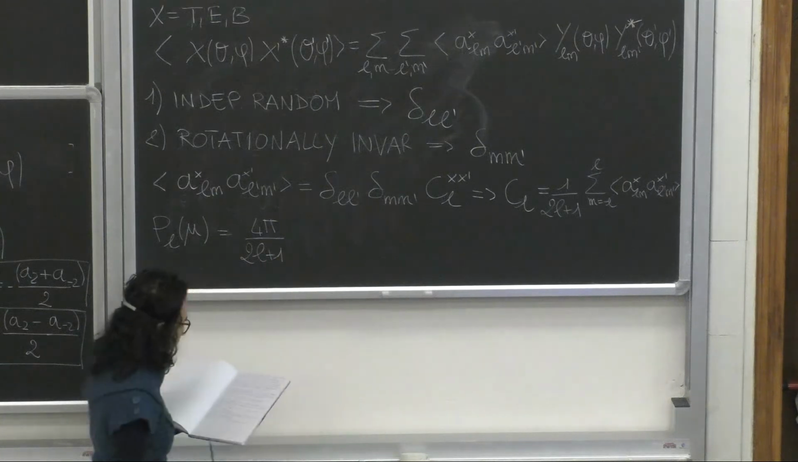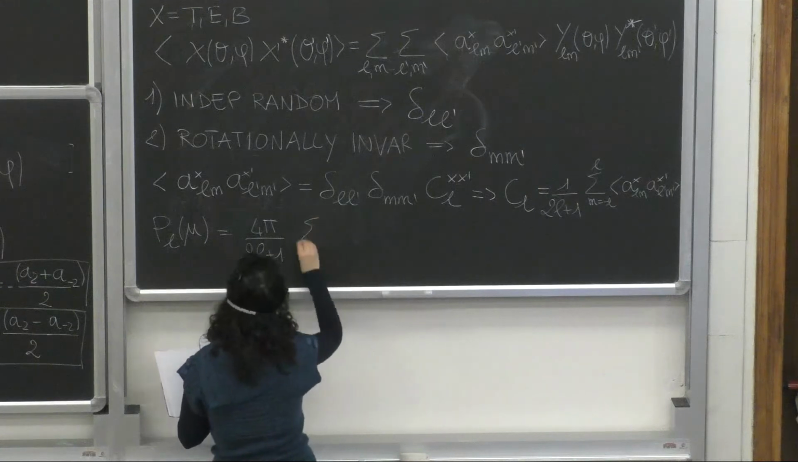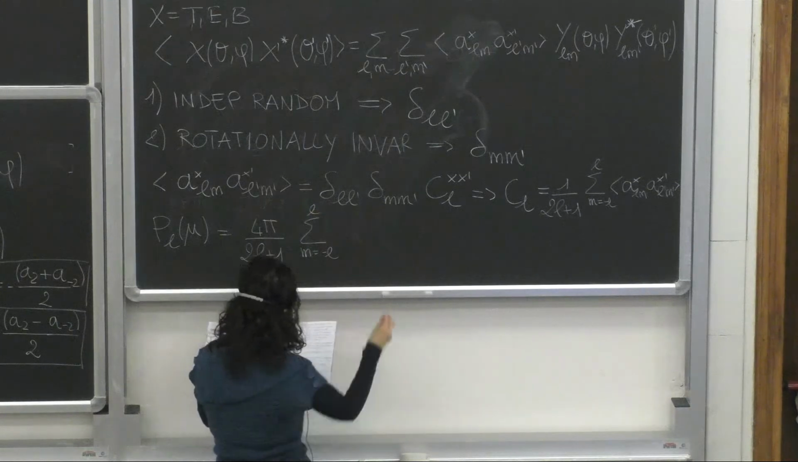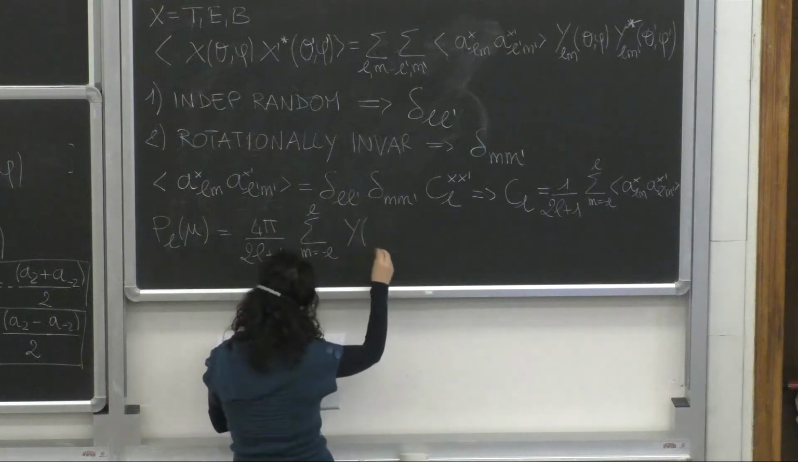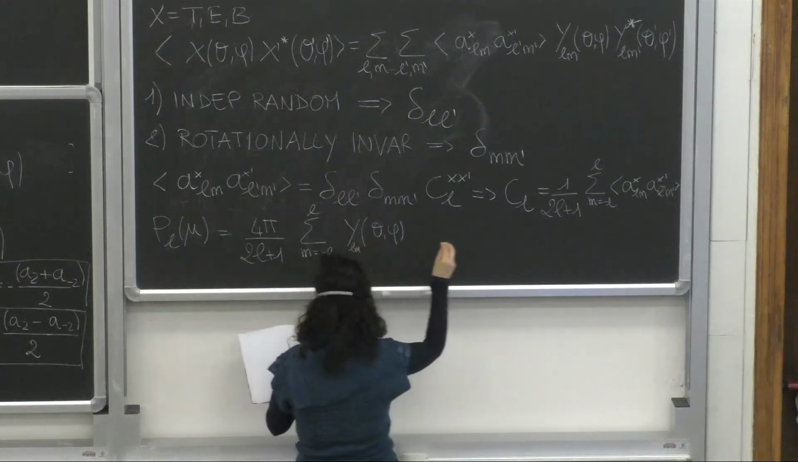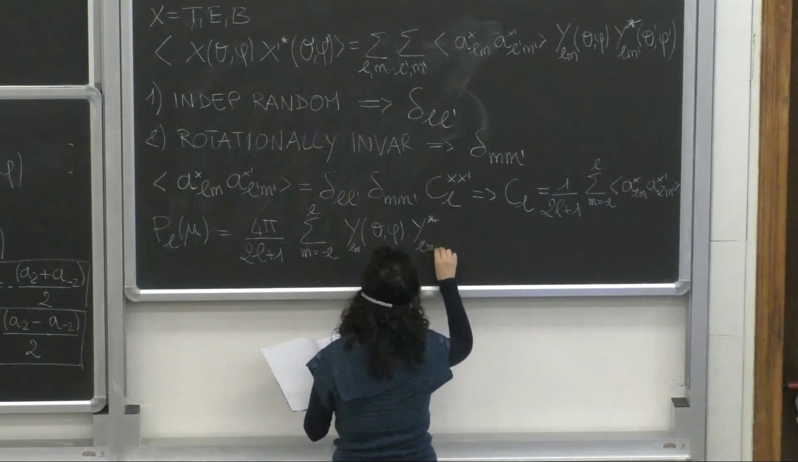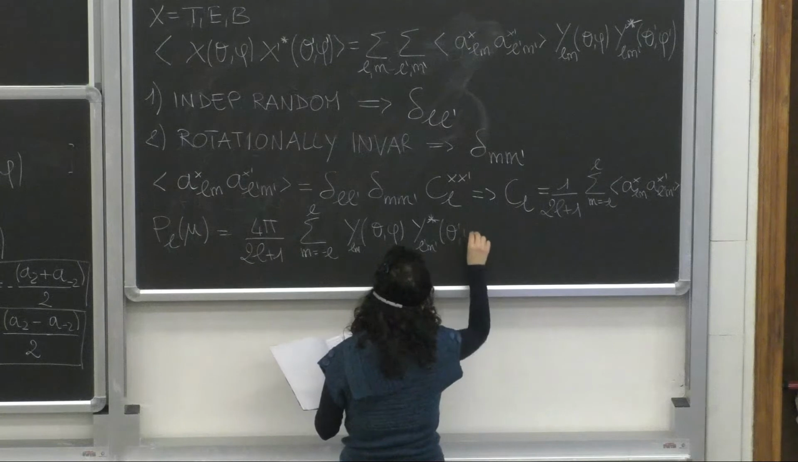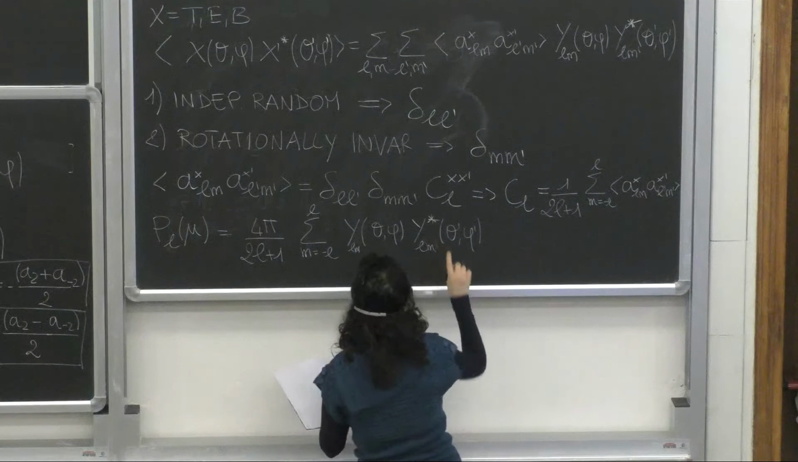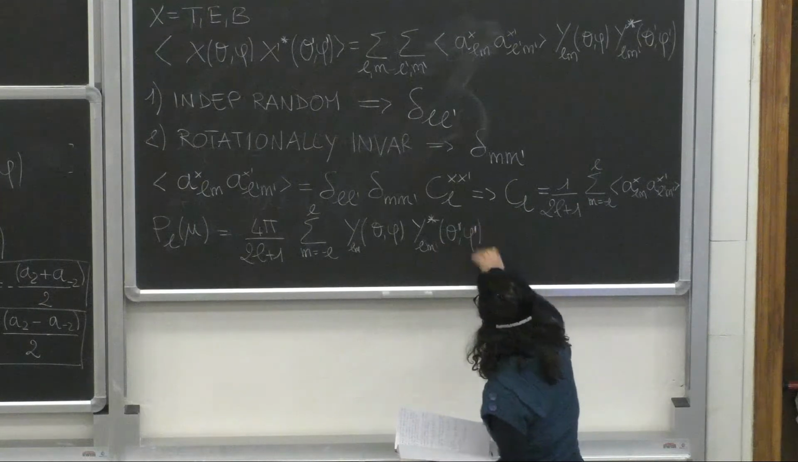And the expression is the following. So we have 4 pi divided by 2L plus 1. Then we sum over M. And here we have the product of spherical harmonics. This is L M, and these are instead primed.